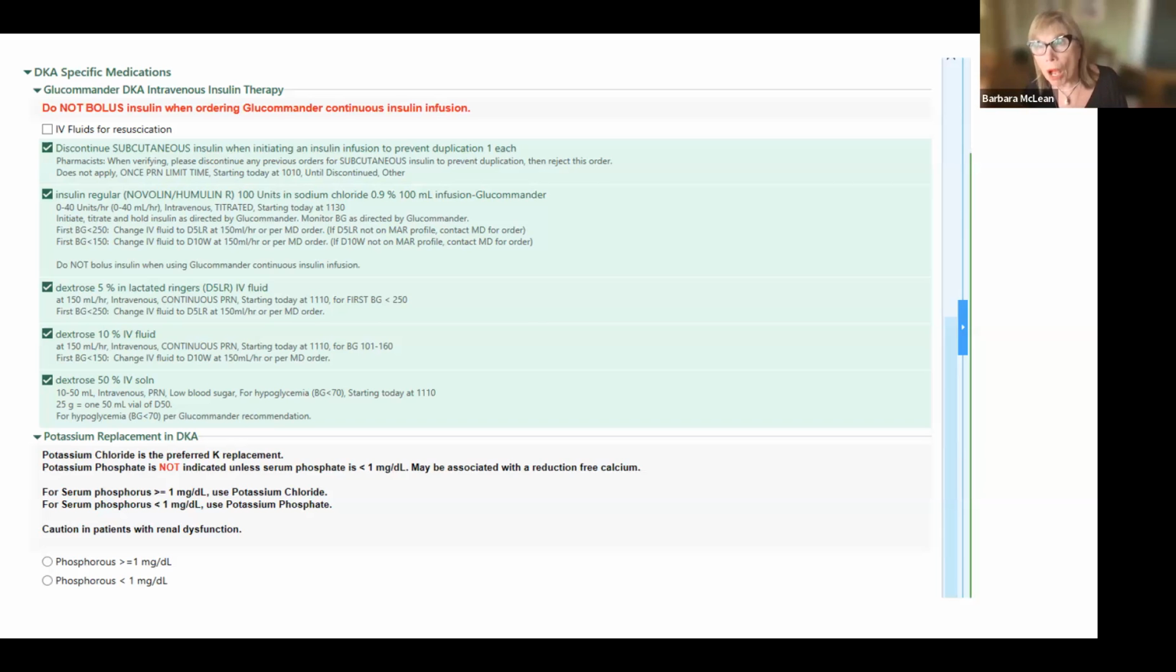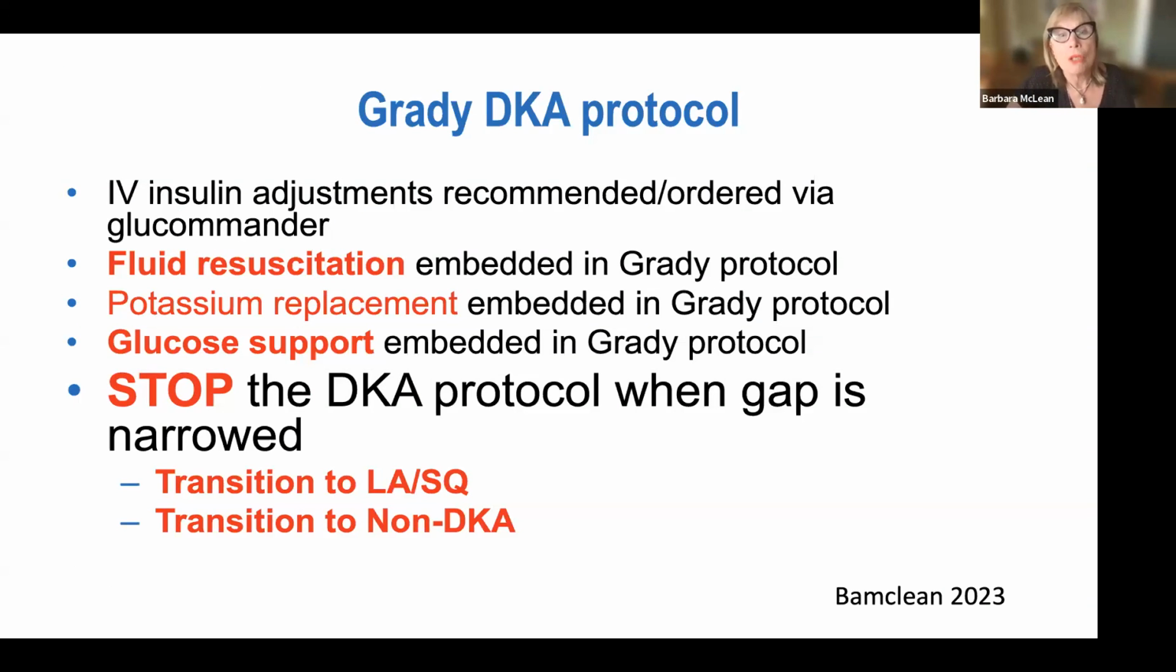Remember, that's one of the biggest problems for a DKA patient: they really don't have much stored glycogen. So we really cause a significant problem, plus a safety issue, plus increasing work for the bedside nurse, which is not necessary. So I really want you to pay attention to the narrowing of the gap. Okay, so the DKA protocol: insulin adjustments recommended order via Glucommander, fluid resuscitation in the Grady protocol, potassium replacement in the Grady protocol, glucose support is embedded in the Grady protocol, and you should stop the DKA protocol.